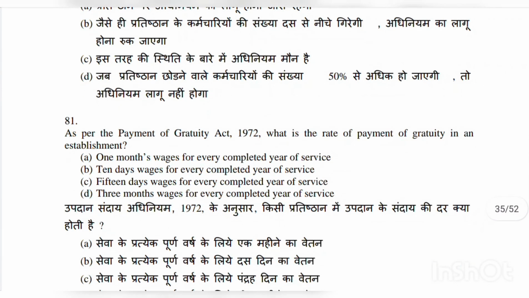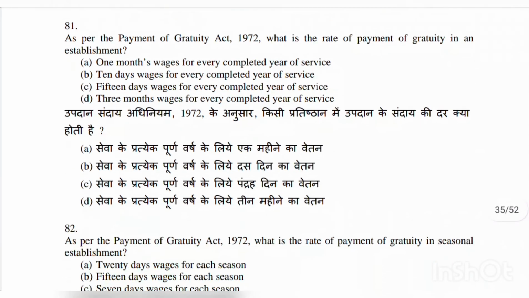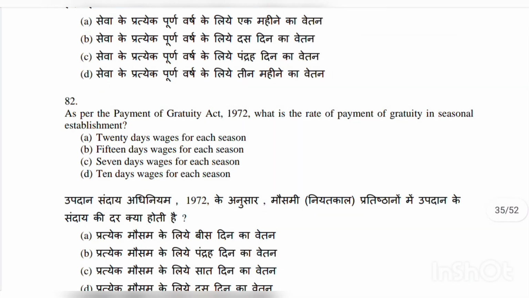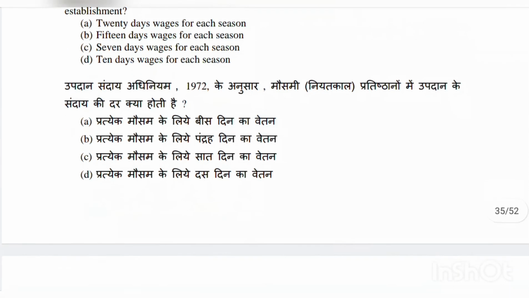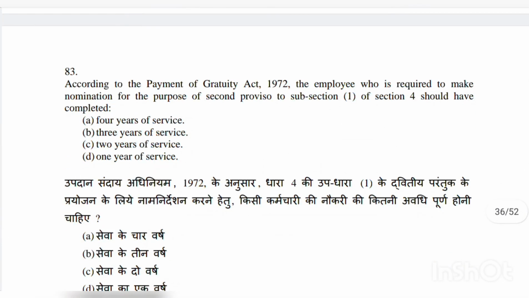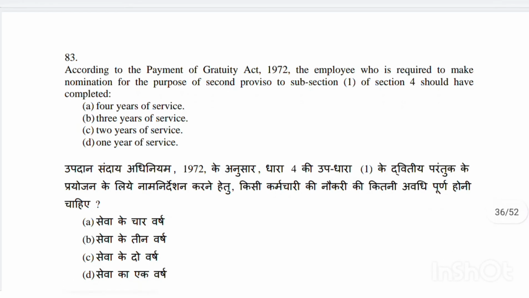As per the Payment of Gratuity Act, what is the rate of payment of gratuity in an establishment? That is C, 15 days of wages for every completed year of service. What is the rate of payment of gratuity in a seasonal establishment? 7 days wages for each season. According to the Payment of Gratuity Act, the employee who is required to make nomination for the purpose of the second proviso to subsection 1 of section 4 must have completed 1 year of service.